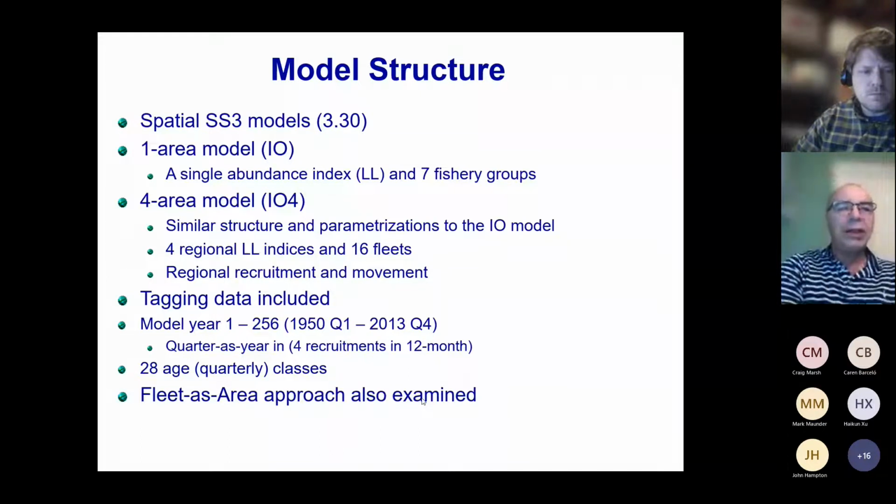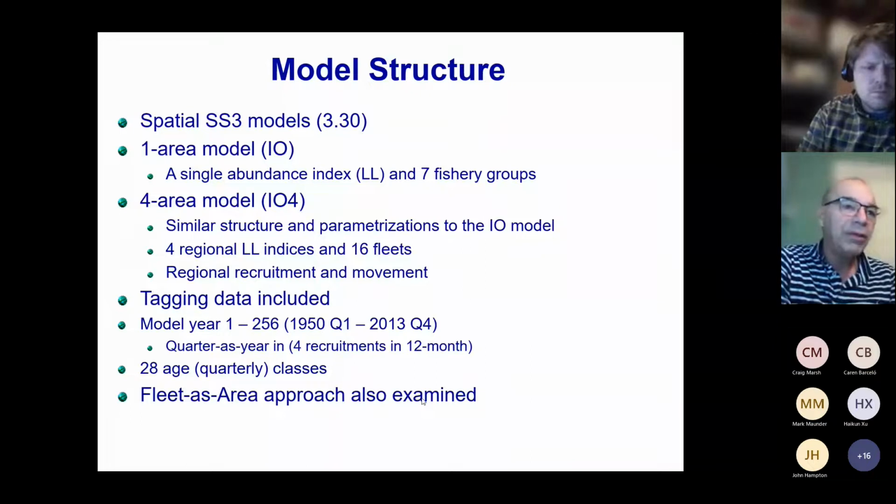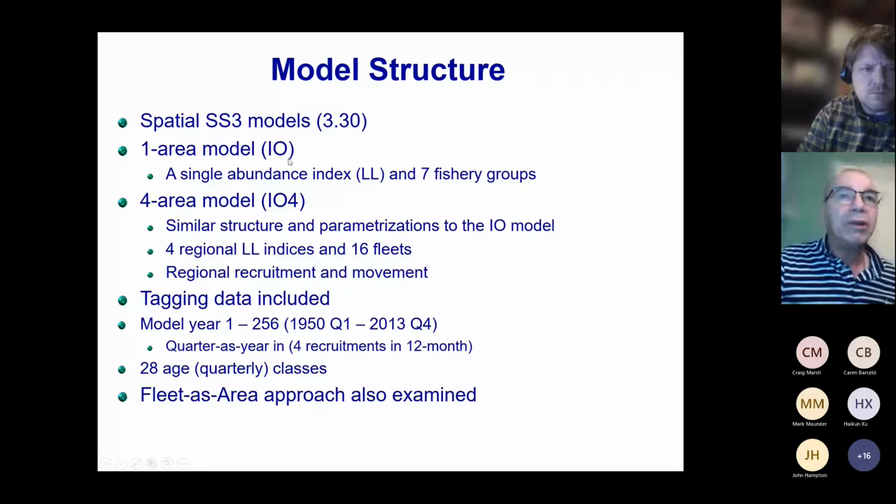In terms of the time steps, the temporal sequencing of the model, we do it as continuous quarters. And so each quarter is effectively inside the model operating as if it's a year of only 3 months. And so the age of the animals is now reported in quarters. And so we have now put 28 quarters as the duration of a generation in the model. We did some work with fleets as area, but principally we're just looking at the 1-area model and the 4-area model to date.